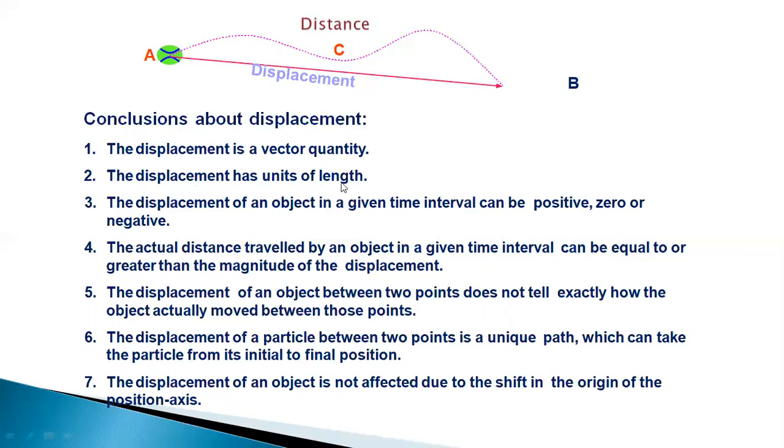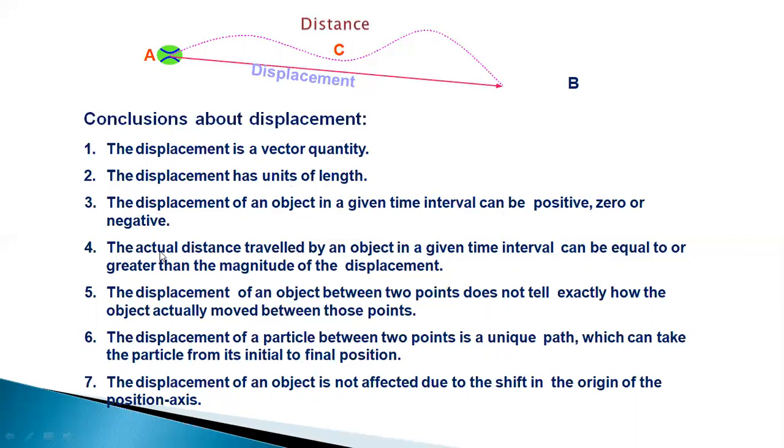See, distance is measured in terms of meter and displacement is also measured in terms of meter. So displacement also has the units of length. Third one, the displacement of an object in a given time interval can be positive, 0 or negative. As I have said earlier, displacement can be positive, negative, or it may be 0.